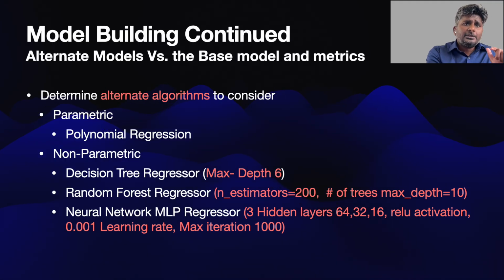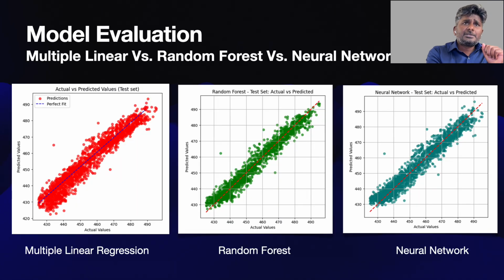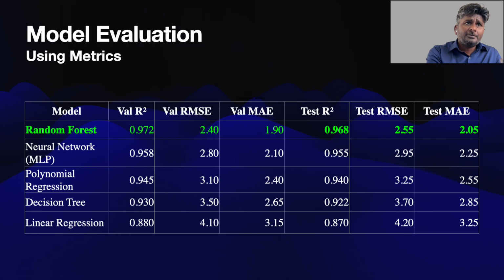For the neural network, I used three hidden layers of 64 neurons, 32 neurons, and 16 neurons, and ReLU was the activation method I used, with the learning rate kept at 0.001 and maximum iterations around 1000. The results look pretty linear and seem accurate, and it was very difficult for me to understand which one is better than the other, so I went ahead with the evaluation metrics.